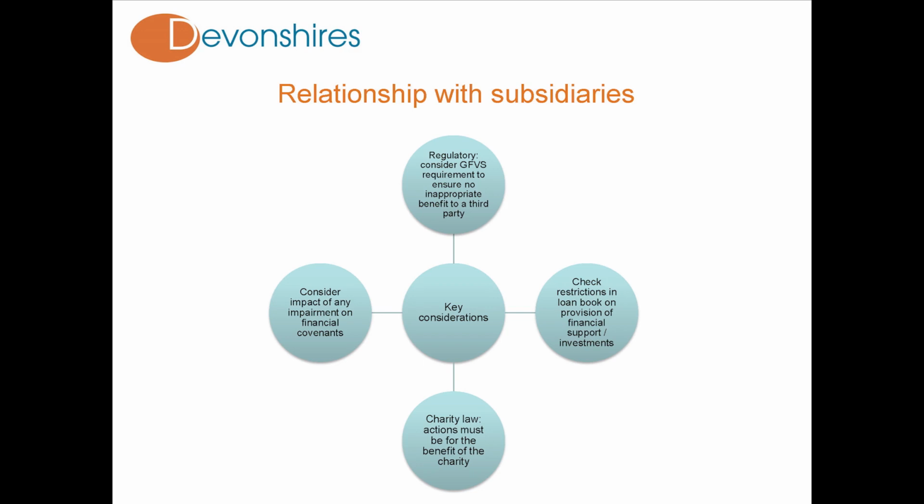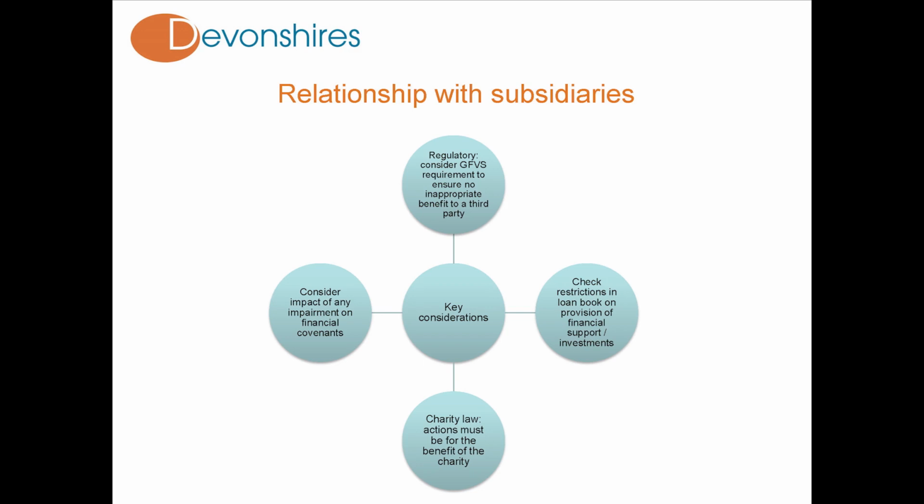And ultimately, the question from a regulatory perspective, as much as a legal one, is whether this is a decision that involves some form of inappropriate benefit by the charity to the subsidiary. In that sense, there's a synergy between charity law and that of the regulatory regime, which, as the slide identifies, specifically refers to, in the Governance and Financial Viability Standard, a requirement to ensure that there's no inappropriate benefit provided to a third party, or one that the regulator could reasonably deem to constitute an inappropriate benefit.